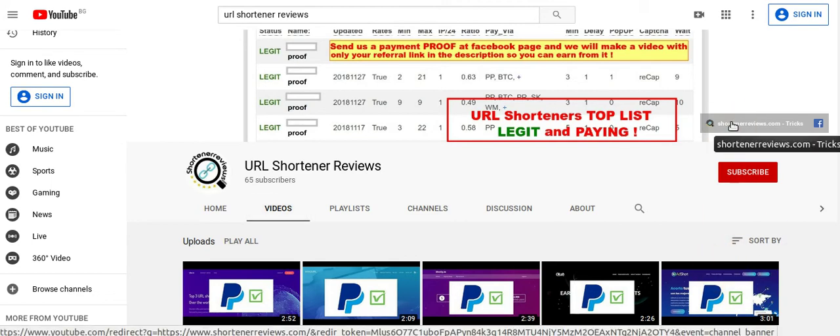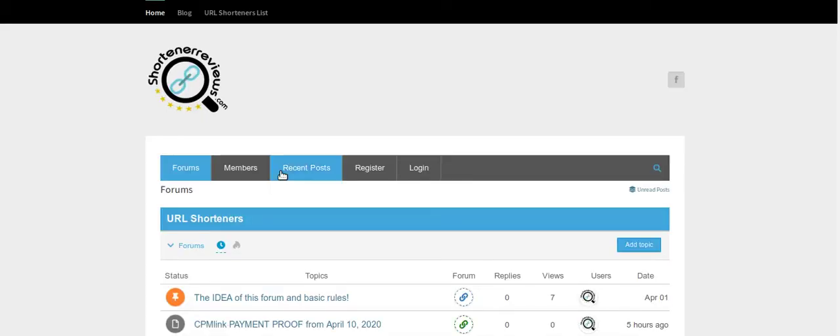Now let's go to the forum from here, shortenerreviews.com forum. You can register from this button. The registration is very quick.